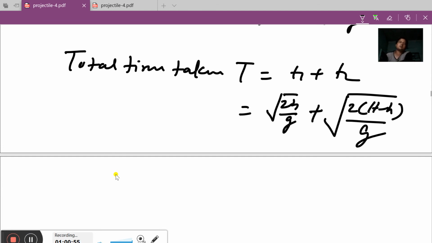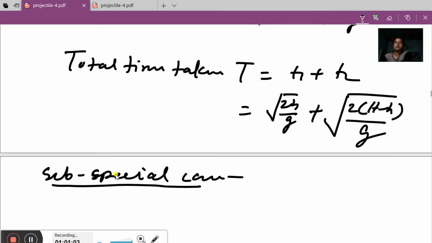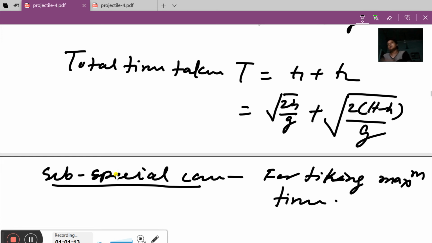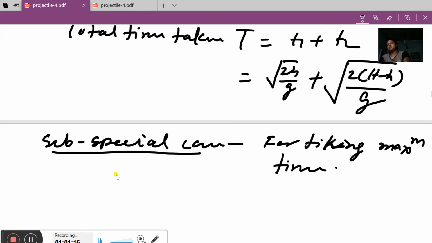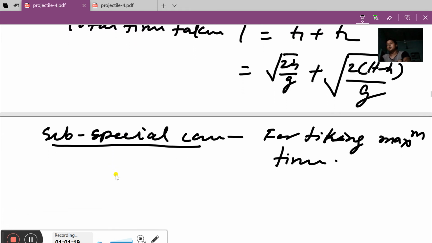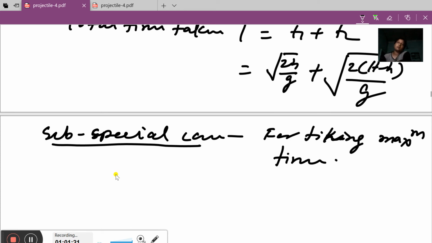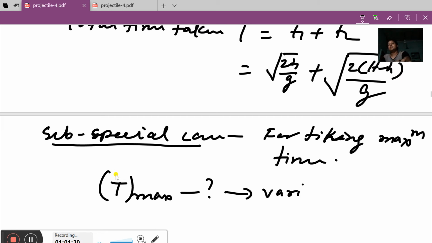For taking a special case, for taking the maximum time, that is, the fall is done in such a way that the most time is taken, the time maxima condition, the variable is small h.